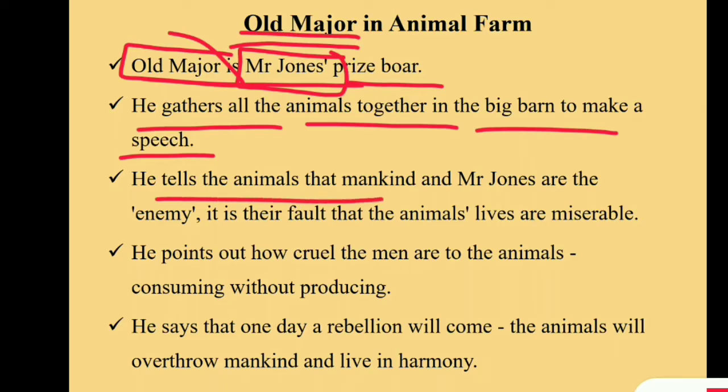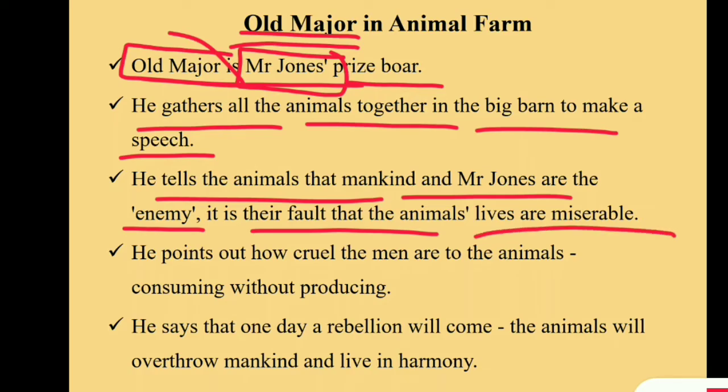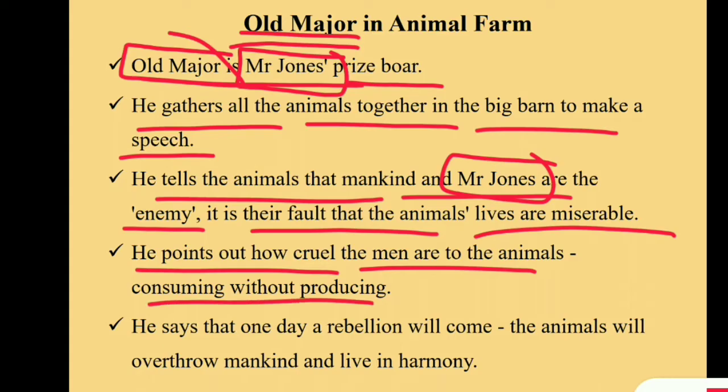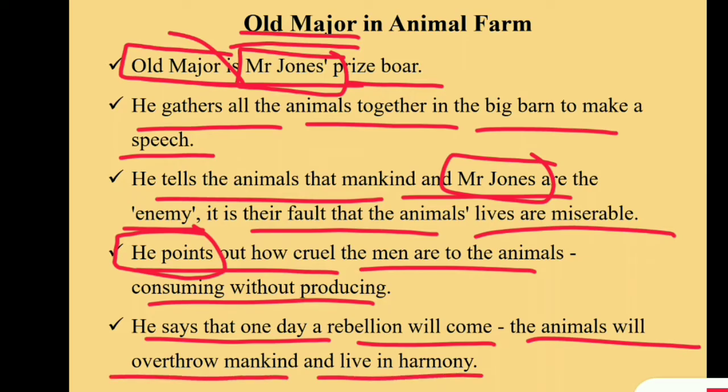He tells the animals that mankind and Mr. Jones are the enemy. It is their fault that animal lives are miserable. He points out how cruel the men are to the animals, consuming without producing. In order to rule, he points out the shortcomings of this government or this person. He says that one day a rebellion will come. The animals will overthrow mankind and live in harmony. So it shows the throwing out of the power which is prevalent right now.